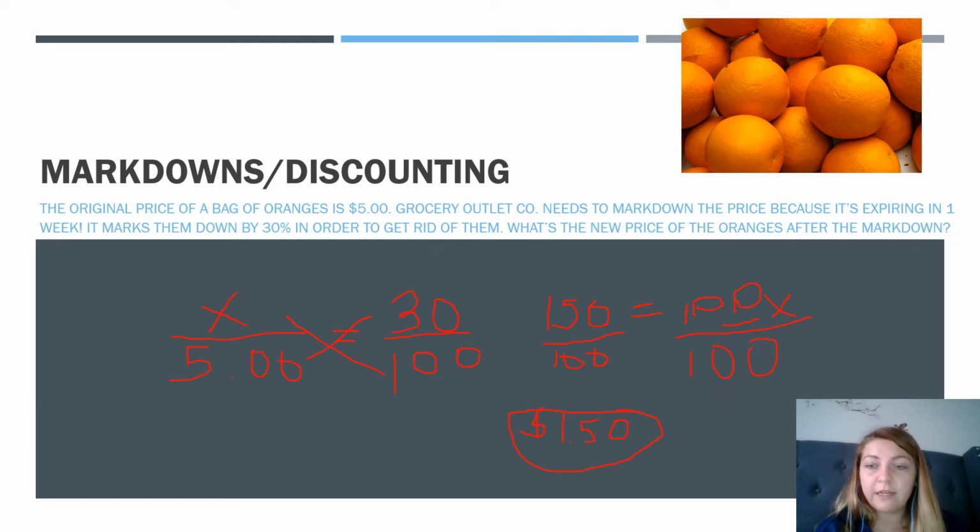But that's not the final answer. What we need to do for the final step is to have the $5 here be subtracted by 150 because we're marking it down by that amount. So I'll use a different color here. So we have $5 minus 150. So what is our new price of a bag of oranges? Billy? Good, it is $3.50. Excellent.